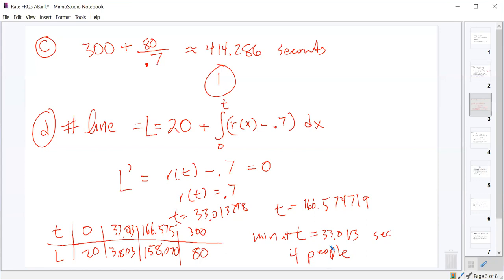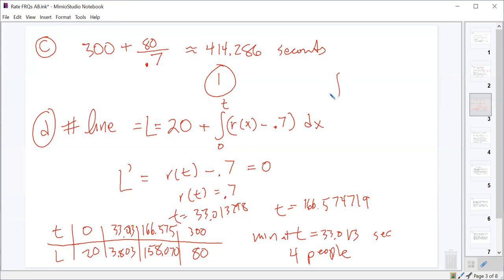Good or no? So in the original equation where you have the integral from 0 to t of r of x minus 0.7, why wouldn't it be like 0.7x, where it's then like a rate rather than just 0.7? The rate is 0.7. The rate is not 0.7 times the number of seconds. The rate is just 0.7.